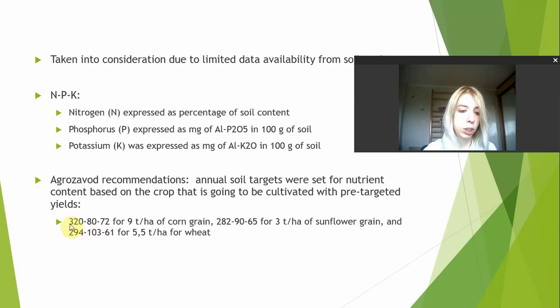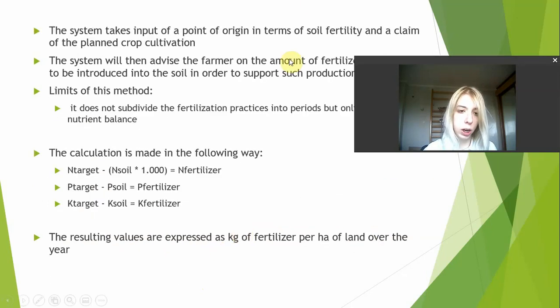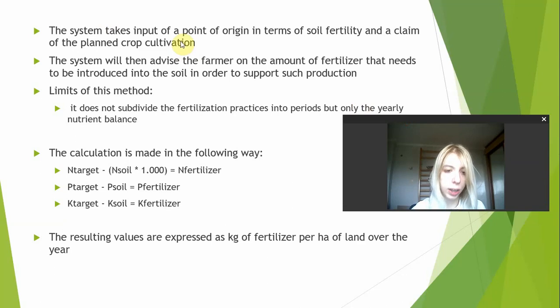So for example, this is NPK: 320 is the value for nitrogen, 80 is the value for phosphorus, and 72 is the value for potassium for 9 tons per hectare of corn grain, and so for sunflower, and so for wheat. The system takes an input, as I already said, of a point of origin in terms of soil fertility and a claim of the plant crop cultivation. The system will then advise the farmer on the amount of fertilizers that needs to be introduced into the soil in order to support such production.